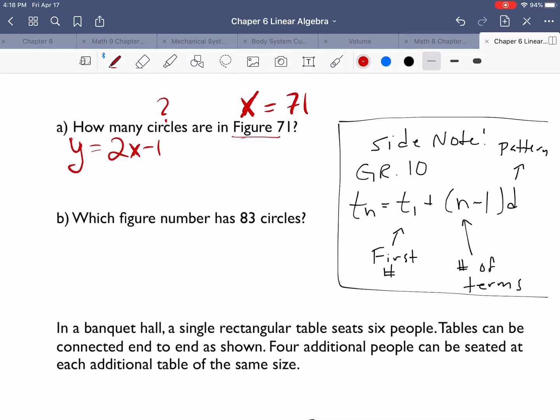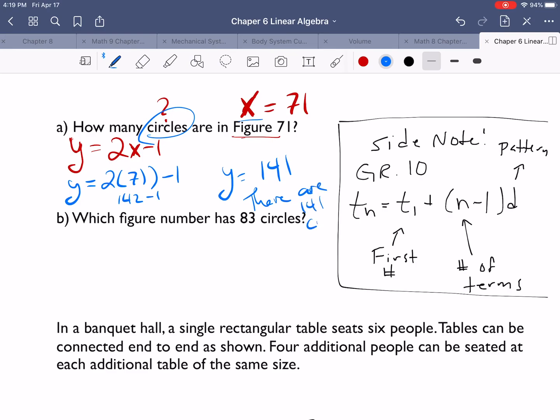So all you got to do is insert the math. Since we know the figure number is x, we just put 71 where the x was supposed to be and subtract 1. So we go 2 times 71, which equals 142, minus 1. 142 minus 1 is 141. So guess what? There are 141 circles in figure number 71.